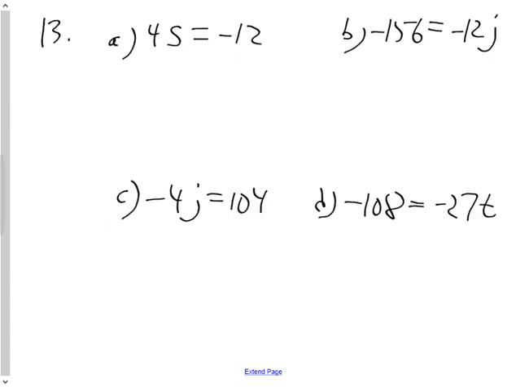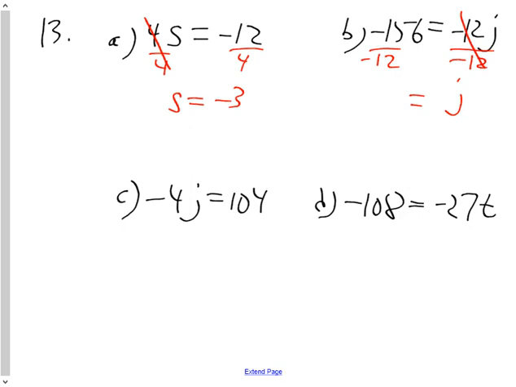Question number 13 says use opposite operation to solve. So what we're going to do here is interpret what it says. This is multiplying s by 4. So the opposite operation is dividing. So I'm going to divide both sides by 4 to keep it equal. And s will equal negative 3. Over here, divide both sides by negative 12, which is your coefficient. And by doing so, you isolate your variable.